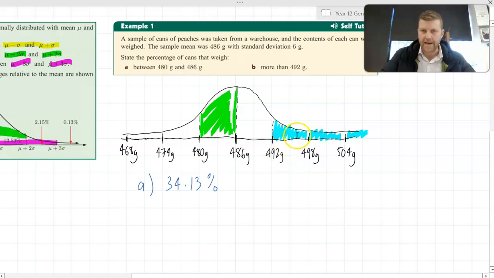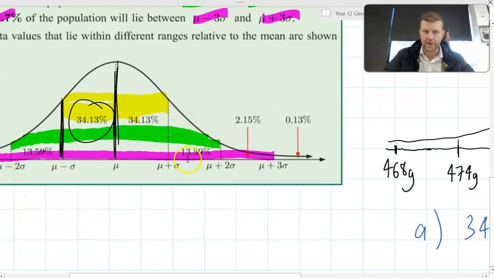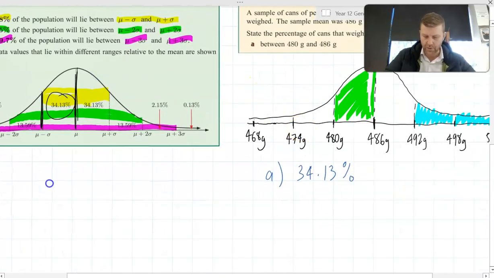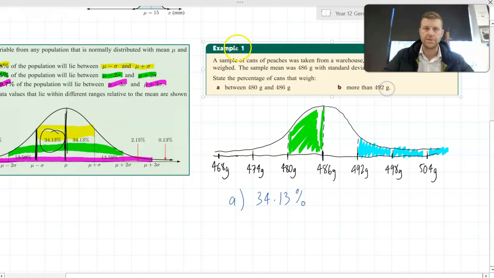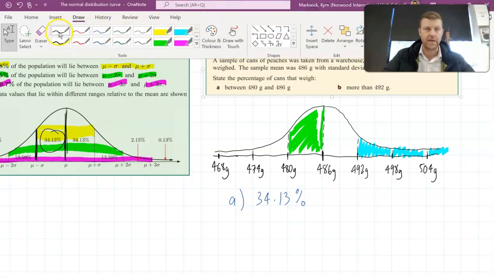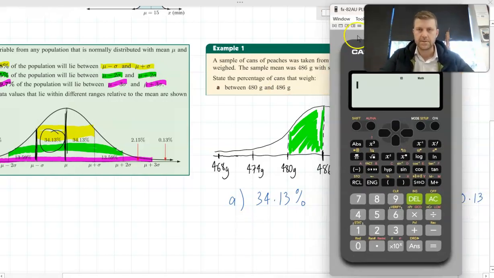So we're looking at adding the percentages of this section and this section. And again, if I look at the graph from over here, I'm adding 13.59, 2.15, and 0.13%. So the answer to question B, what percentage of cans weigh more than 492 grams? I'm simply adding those 3 values together. So let's write that down as our working out. It would be 13.59 plus 2.15 plus 0.13. Throw that into your calculator.